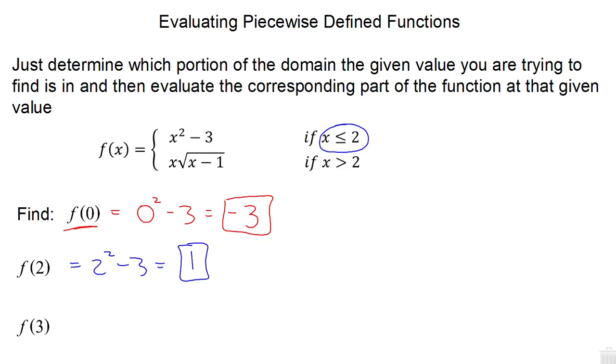And if I'm looking for f of 3, that falls into the portion where x is greater than 2. And so I'll just plug it into the bottom piece of that, which means f of 3 should be 3 times the square root of 3 minus 1, or 3 times the square root of 2.